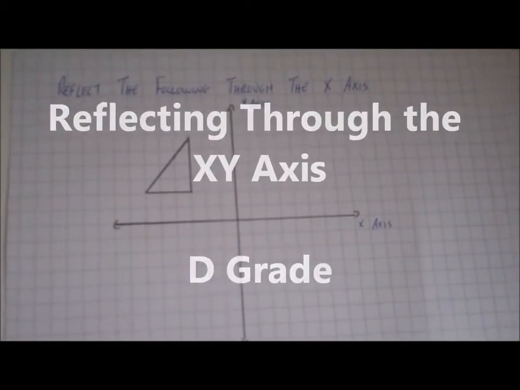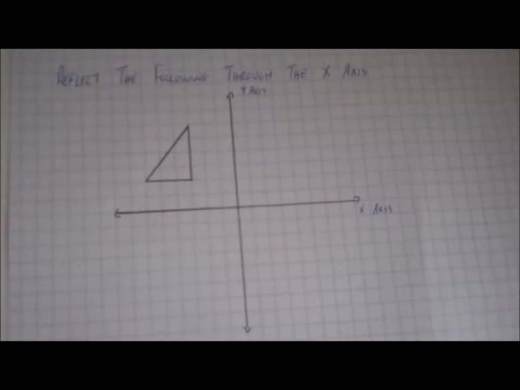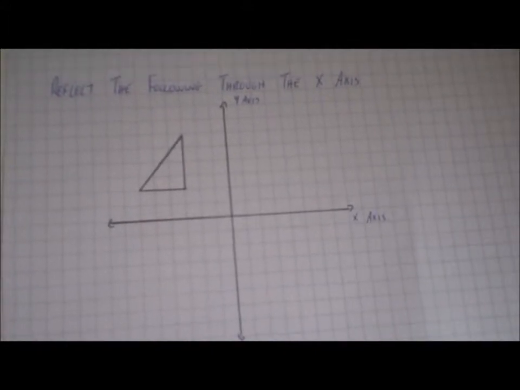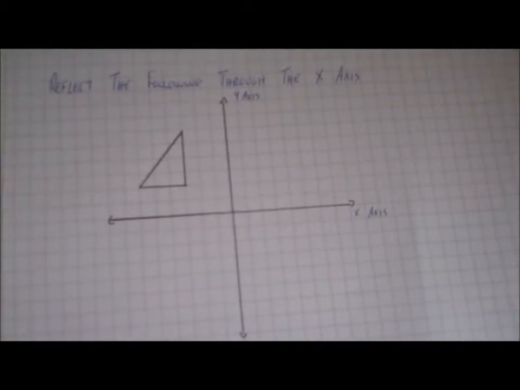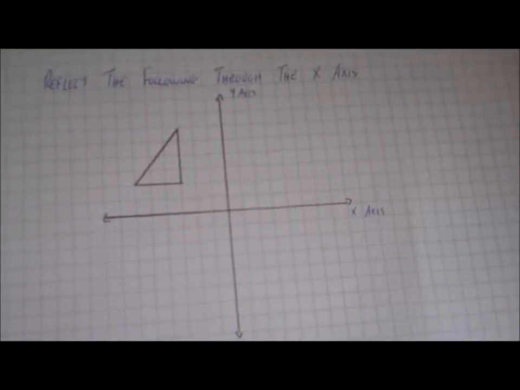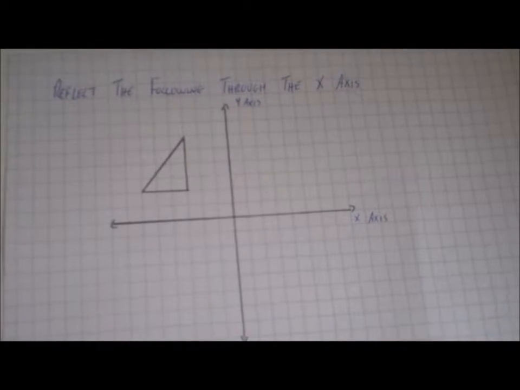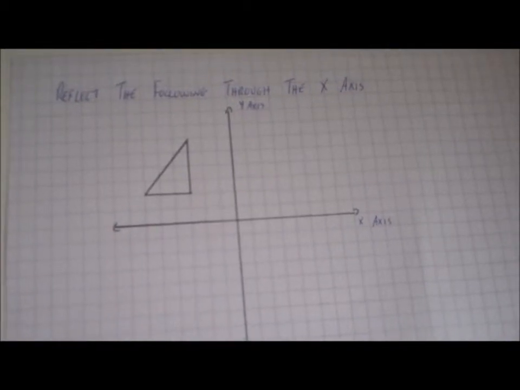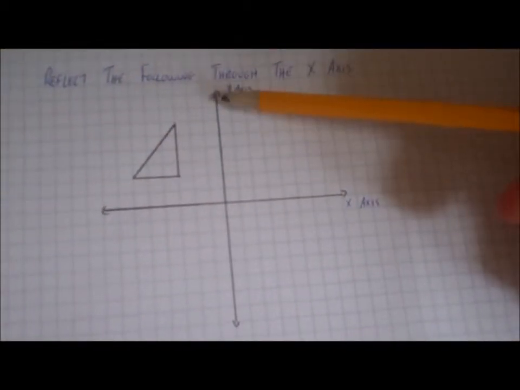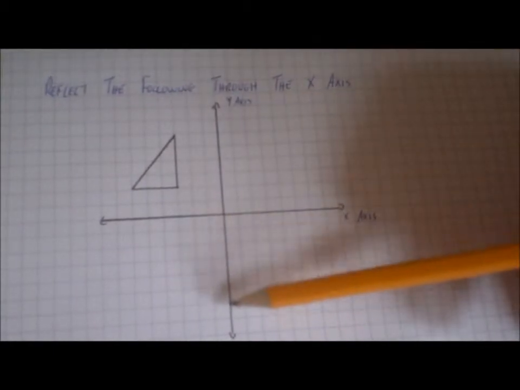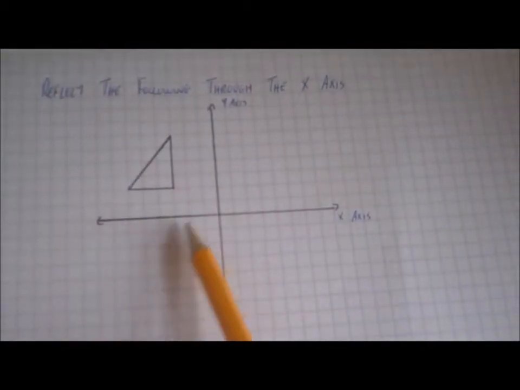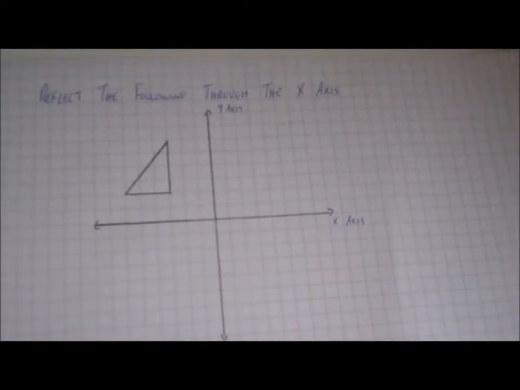In this clip what we're going to do is reflect shapes through either the x-axis or the y-axis. When we reflect a shape, we reflect it through a mirror line, and when we have to reflect through an x or y-axis, we're actually given what the mirror line is. As you can see, this is the y-axis, which is a mirror line, and this along here is the x-axis, which is another mirror line.